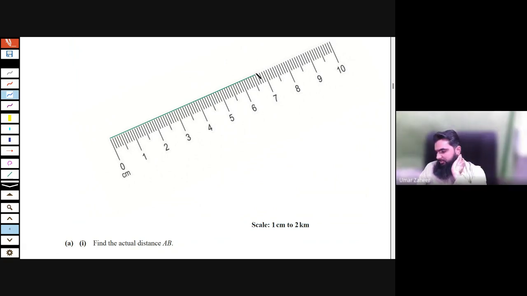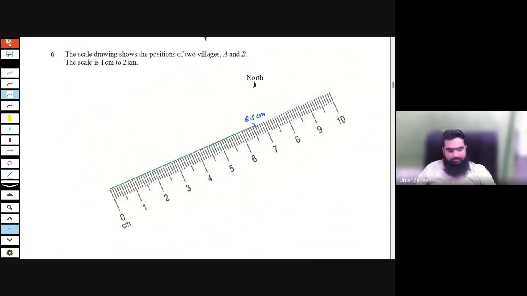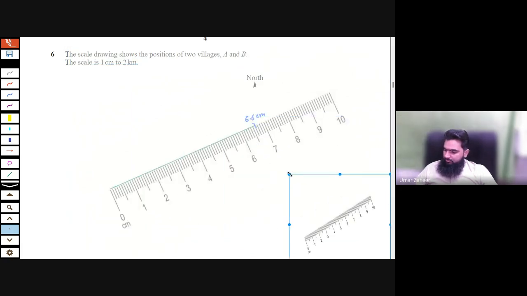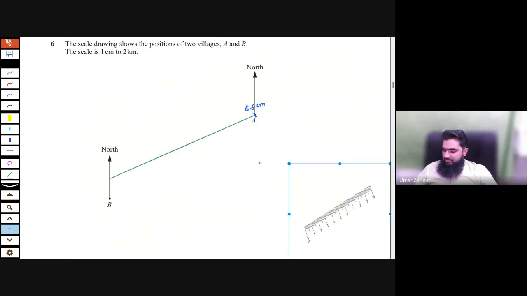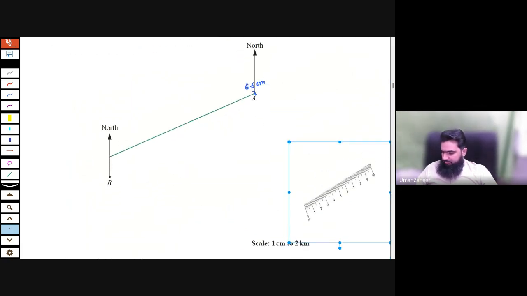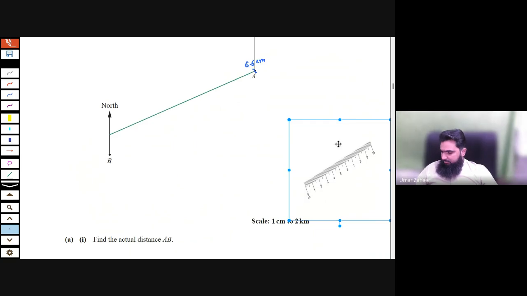According to this one, it will be 6.6 centimeter, right, everyone? So we are going to get the length.